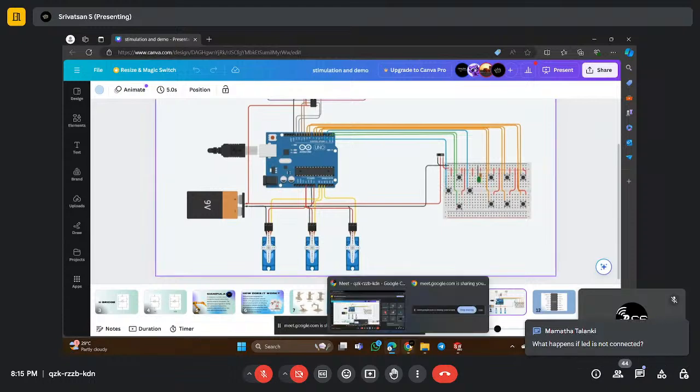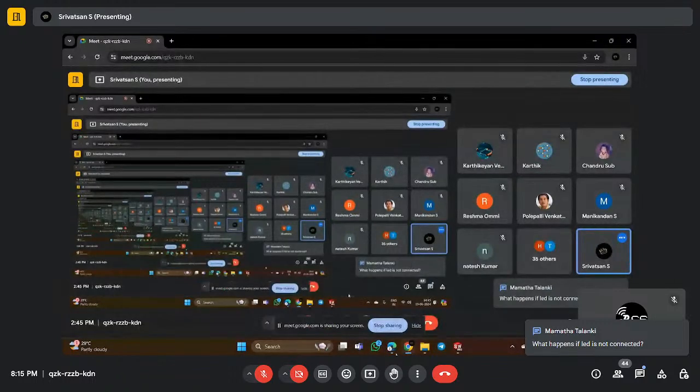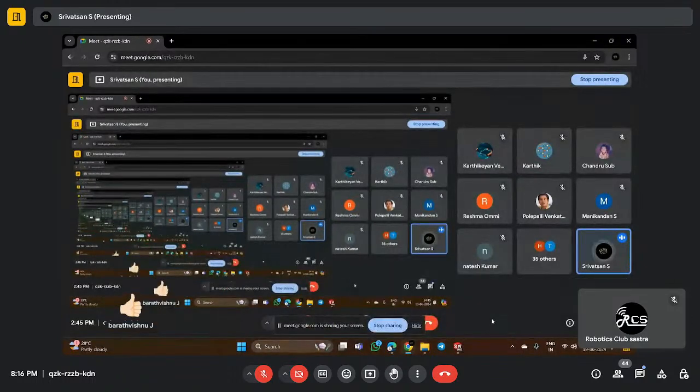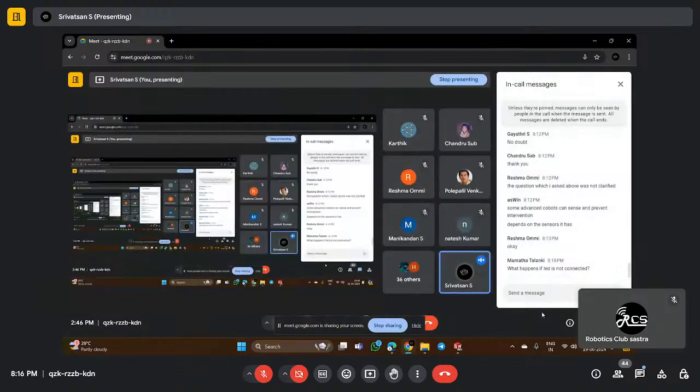Do you have any queries? Okay, the LED is for the indication. If we are not having an LED, there is not a problem, right? As I said already, it is just for indication purpose. It is just to indicate whether there is a connection or supply between the Arduino and the controller. It's just an indication. Hope you are clear, right?